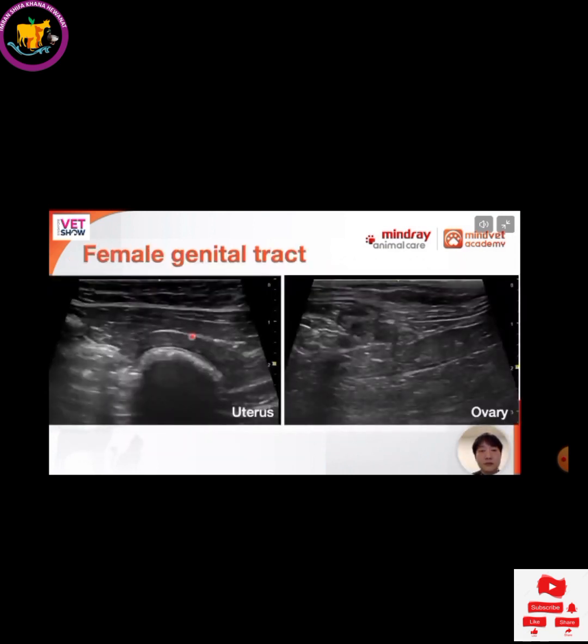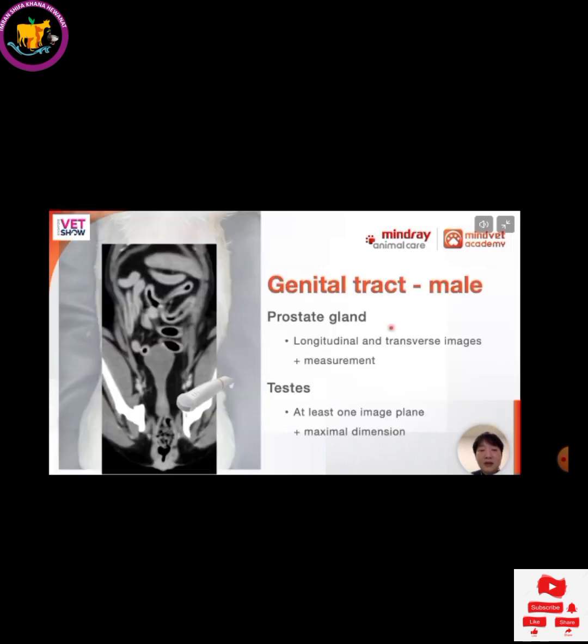Here is the uterus. The uterus has a hypoechoic lumen, no evidence of any fluid, and a smooth outline. It is located ventral to the colon. Here is the colon. The ovary is a round shape. It is located caudal to the urinary bladder and ventral to the colon.